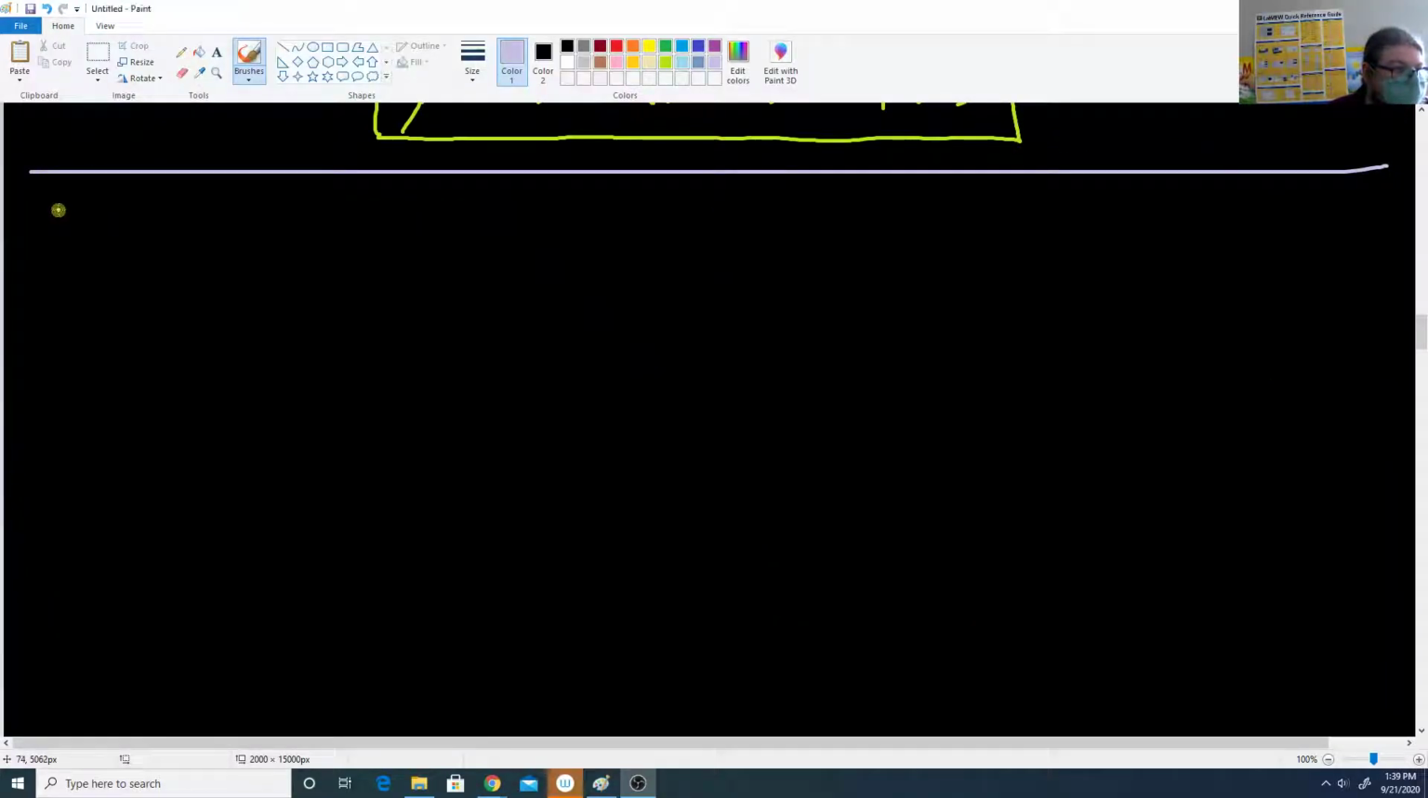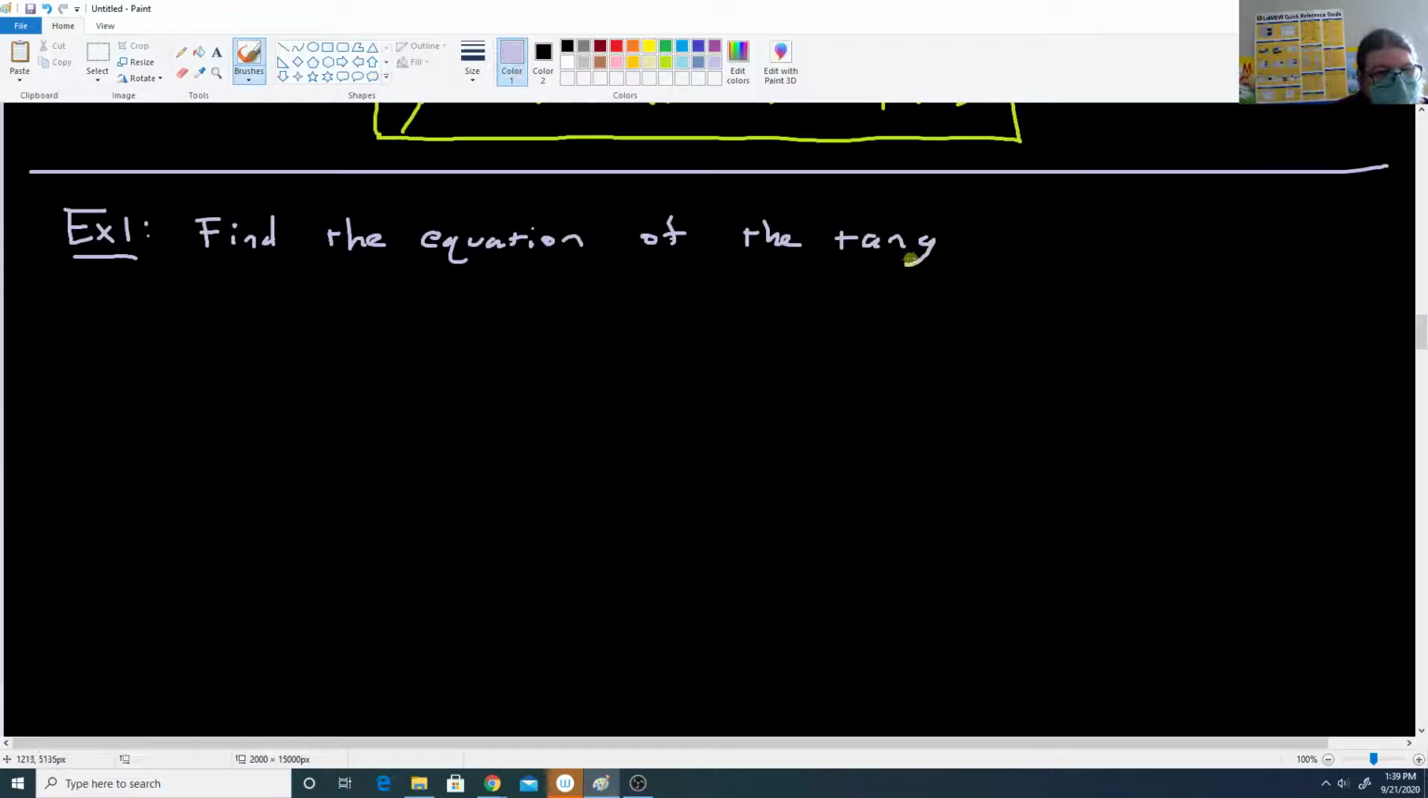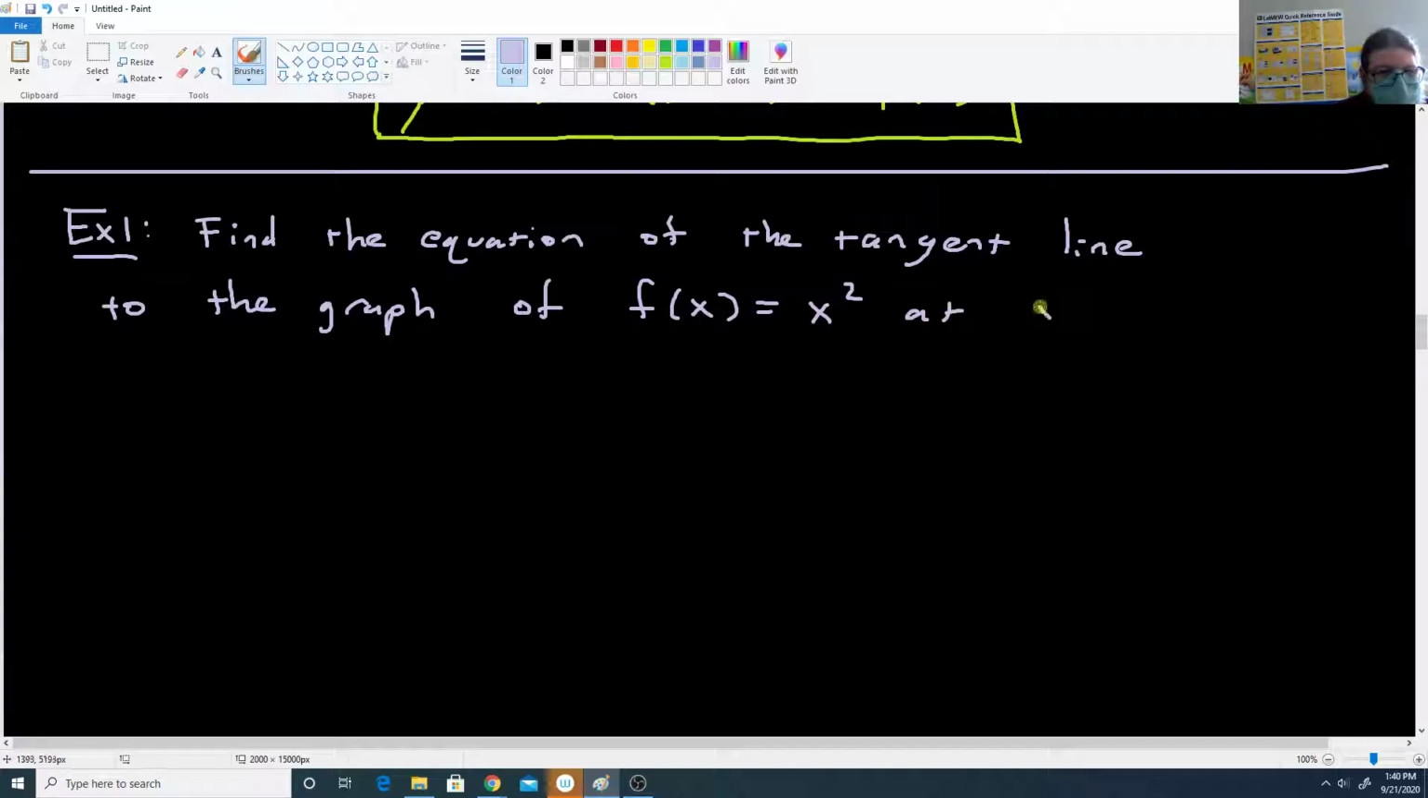All right, so we're going to take a look at example 1 now. Example 1 wants us to find the equation of the tangent line to the graph of f of x equals x squared at x equals 5.